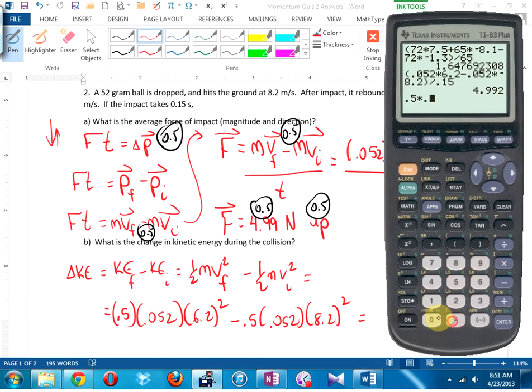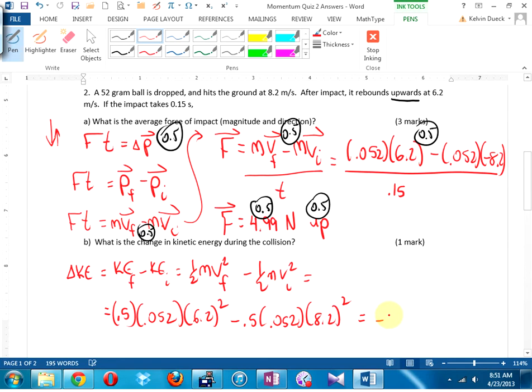0.5 times 0.052 times 6.2 squared minus 0.5 times 0.052 times 8.2 squared. Looks right. Negative 0.75 joules? 1 mark. What's the negative telling me here?